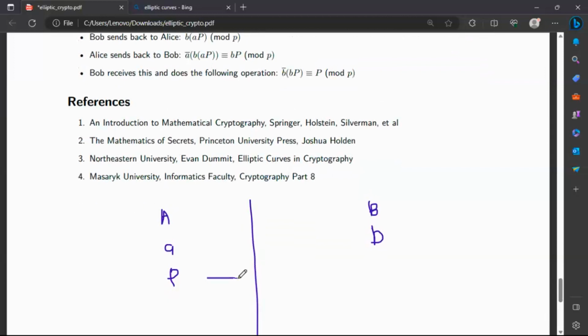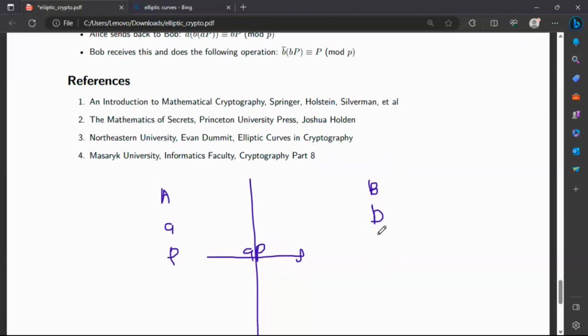Since it needs to be encrypted, Alice will send AP, or P added to itself A times on the elliptic curve. We'll represent P as some point on the elliptic curve somehow. We can do this individually, but we'll represent it like that. We'll add it to itself A times, we'll get AP, and Bob receives AP.